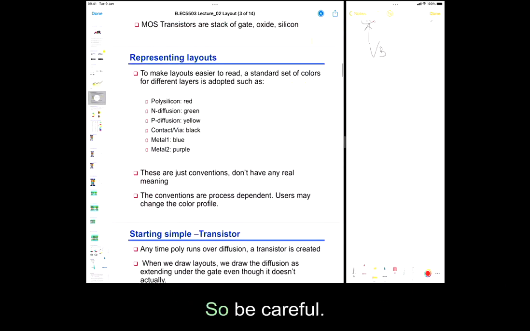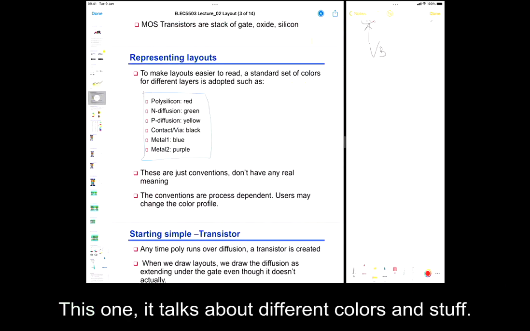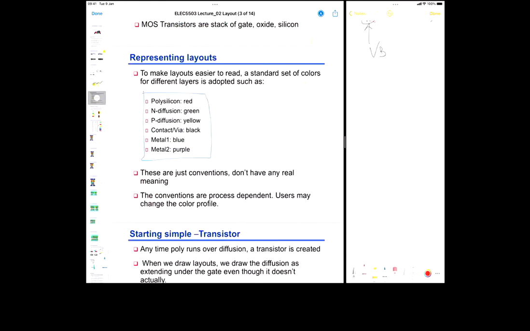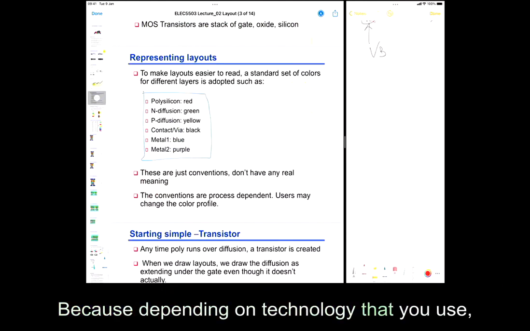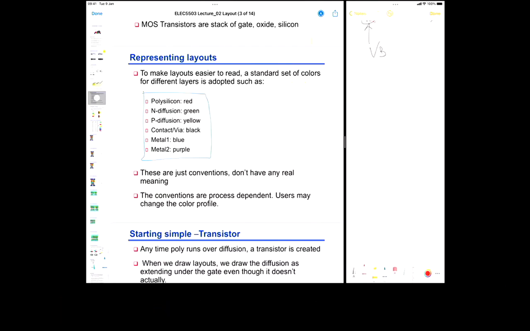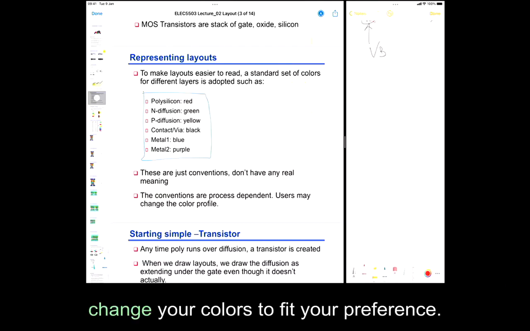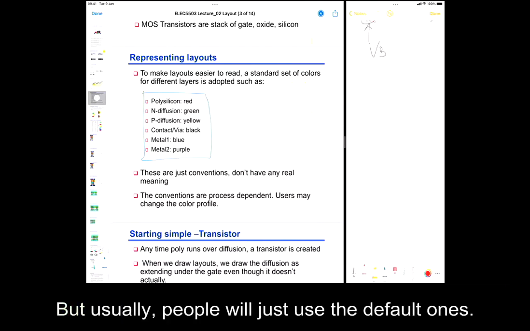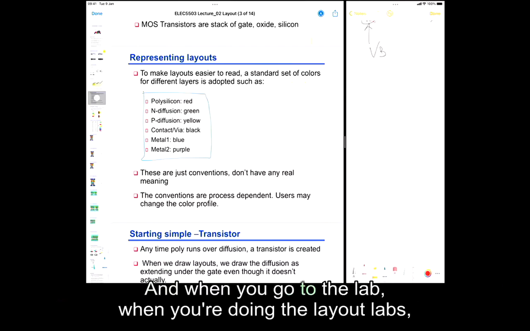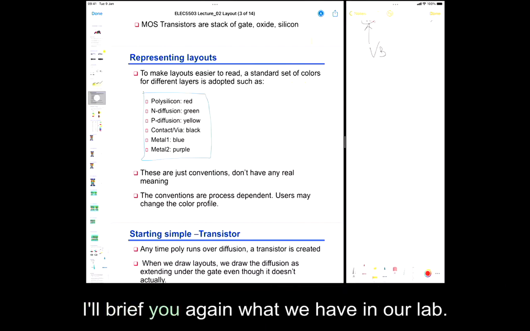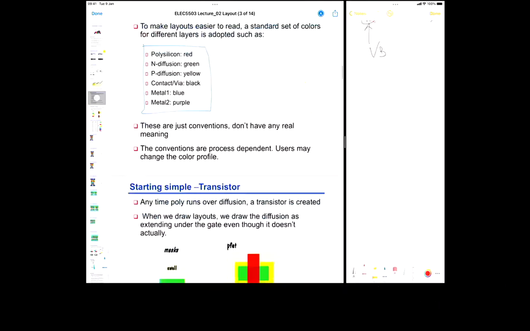Representing layout, so be careful. This one talks about different colors and stuff. These colors are not the colors that we use in our technology, because depending on the technology that you use, they have default colors. Of course, you can change to whatever you like. So basically, you can have your own profile, change your colors to fit your preference. But usually, people will just use the default ones. Okay. And when you go to the lab, when you're doing the layout labs, I'll brief you again on what we have in our lab. Okay.